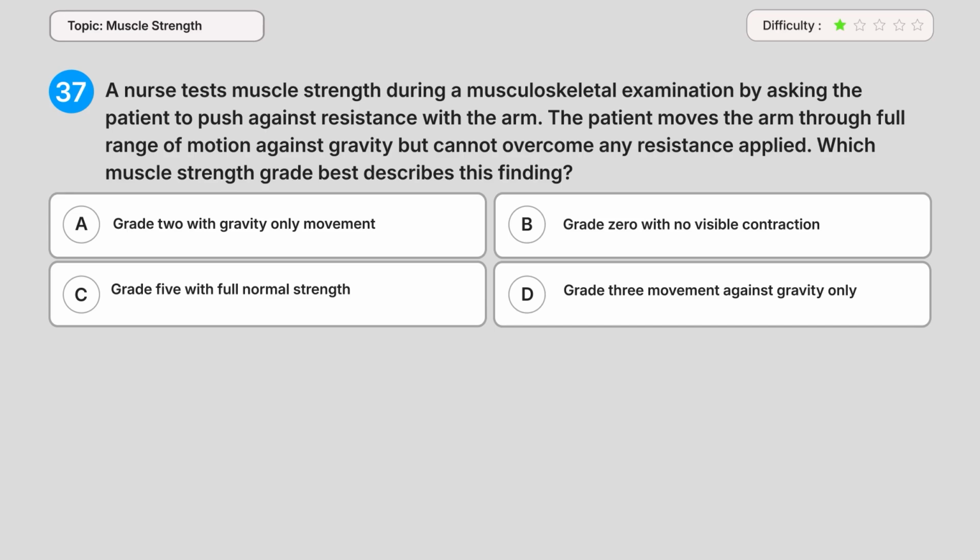A. Grade 2 with gravity-only movement. B. Grade 0 with no visible contraction. C. Grade 5 with full normal strength. D. Grade 3 movement against gravity only. Do you know the answer?